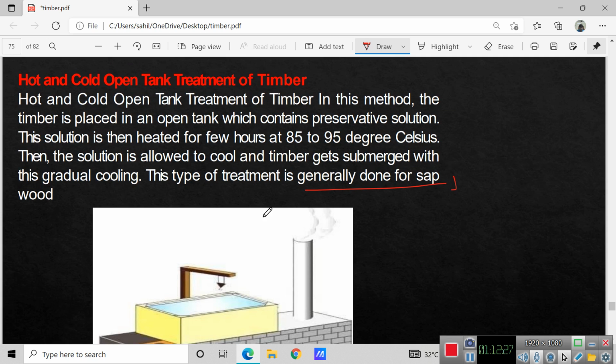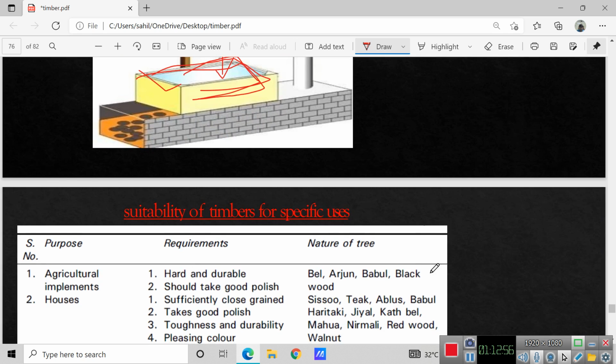In this method, hot and cold open tank, the tank contains a preservative solution and it has been heated for a few hours up to 85 to 95 degrees centigrade. Now after that it is kept for cooling and then the timber is submerged in it. This type of treatment is generally done for sapwood.